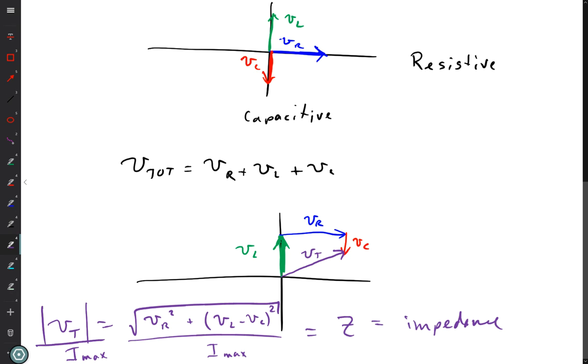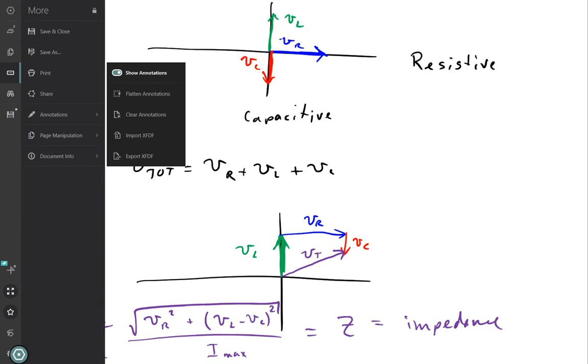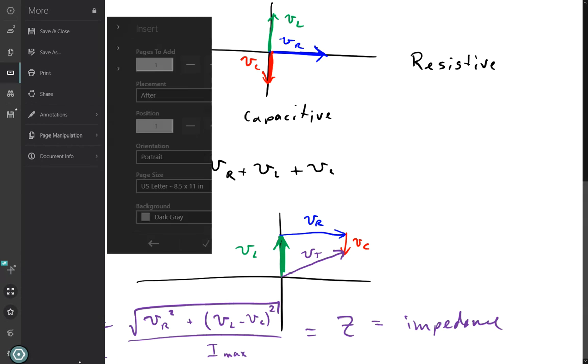And notice dividing by the current is just going to make the VR become R, the VL become XL, the VC become XC after you've divided the I out. So I have, and once again I ran out of space, but of course now it's going to work the first time through because we've done it once. Page manipulation, insert.